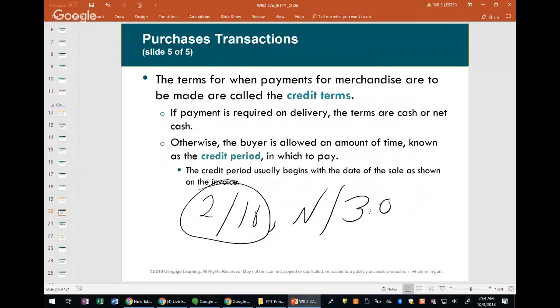Okay? So if you get an opportunity to take a 2 or 3 or 4 or 5% discount, please do that if you are in accounts payable. If you're in accounts receivable, I hope your customers take care of that. All right.